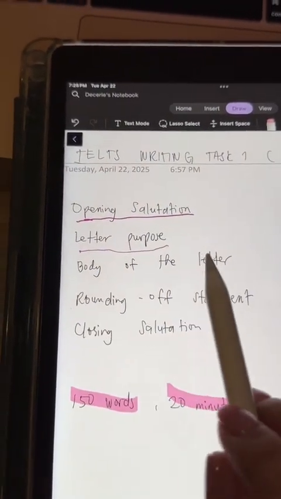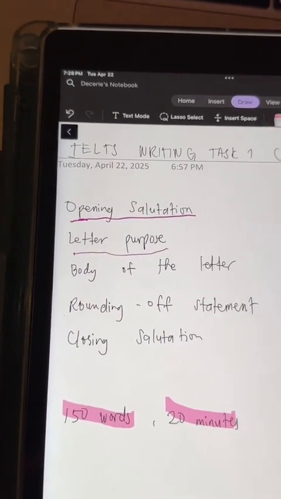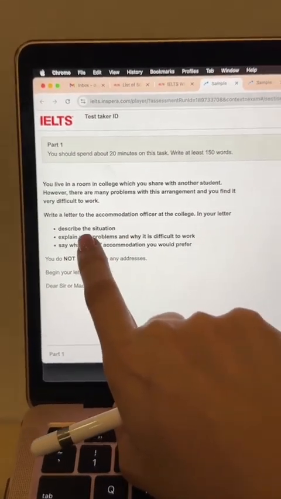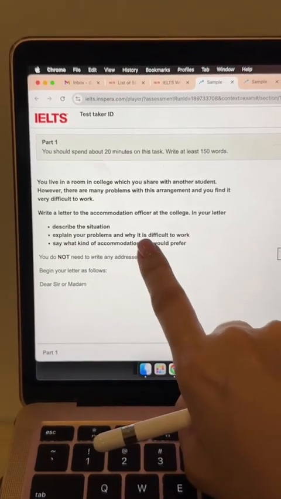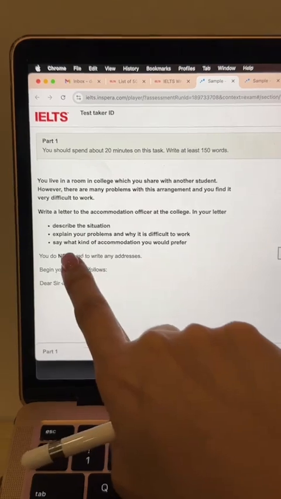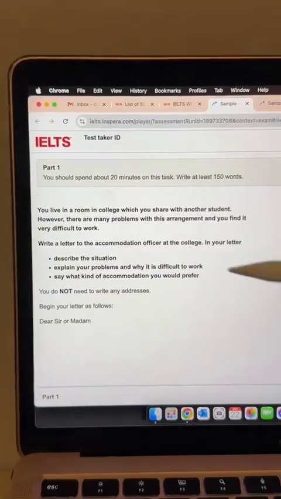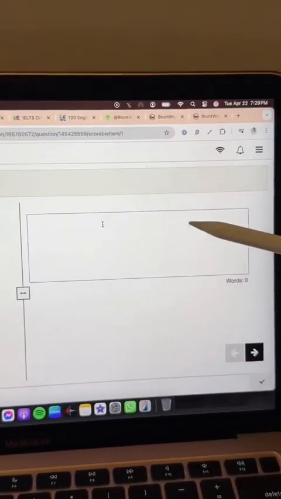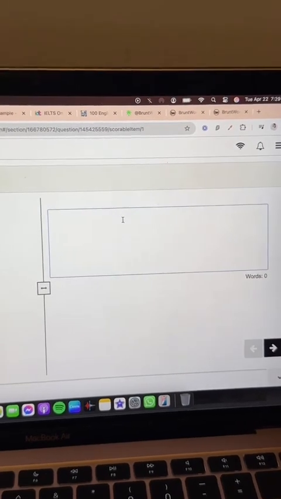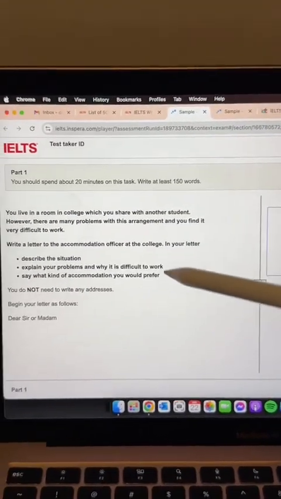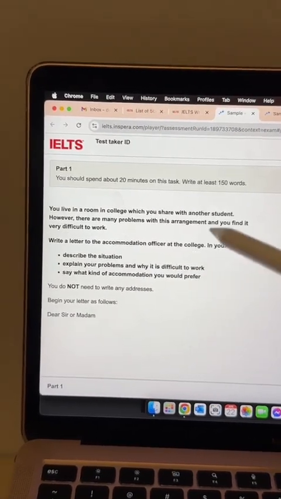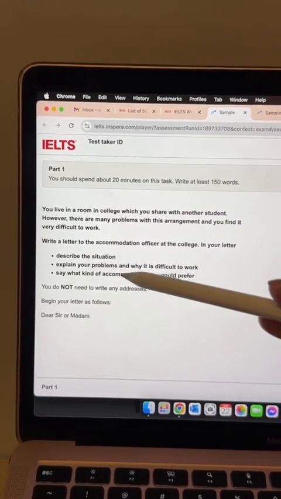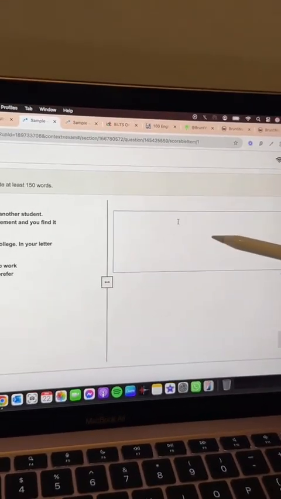For the body of the letter, the content of the body needs to include all of these bullet points. So yun na nga, describe the situation, explain your problems, and why it is difficult to work. Say what kind of accommodation you would prefer. Guys, you have to make sure na all of these bullet points are written in here in your letter, okay? Because kung kulang yan, the maximum grade daw that you will receive is band 5 out of 9. Kasi kulang yung answer mo. So you need to address all of these bullet points. Write it in the body of your letter.